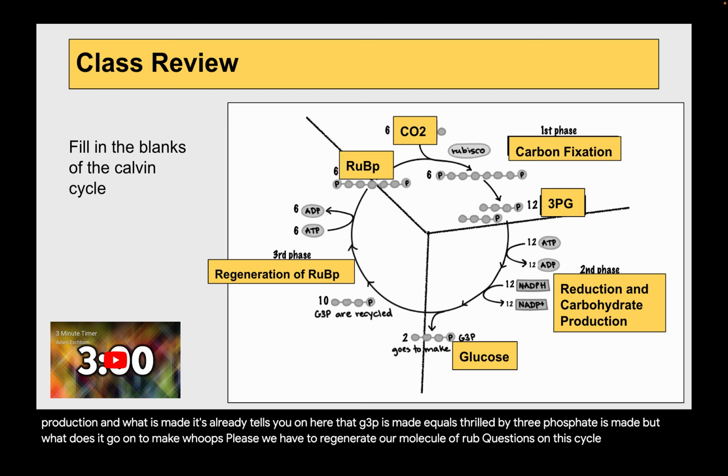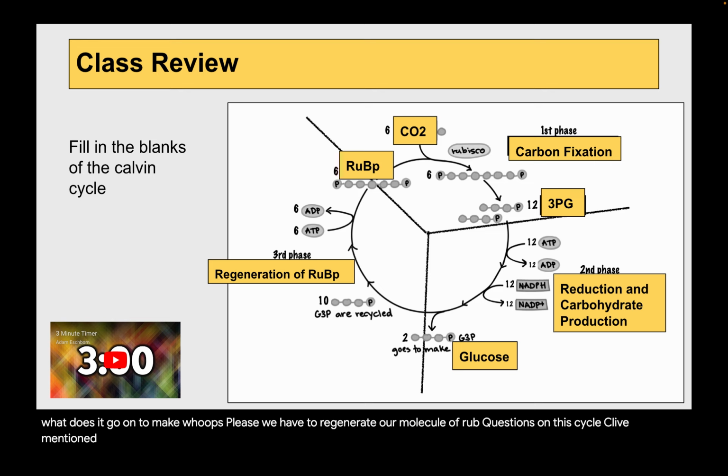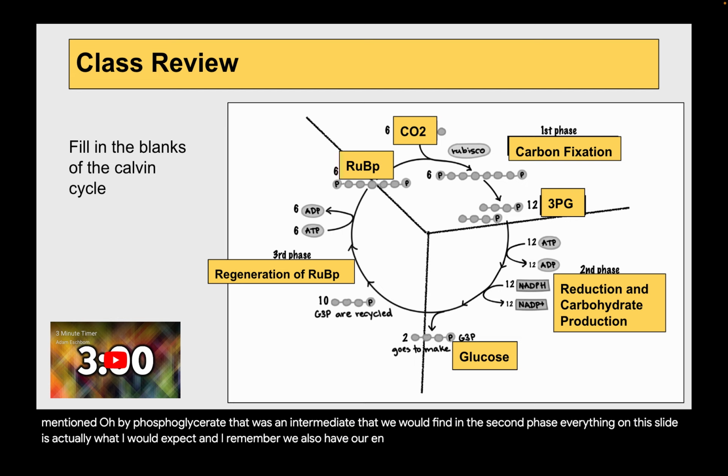One of the slides mentioned biphosphoglycerate, right? That was an intermediate that we would find in the second phase. I don't expect you to know that one, right? Everything on this slide is essentially what I would expect you to know. And remember, we also have our enzyme Rubisco. I would expect you to know that as well.